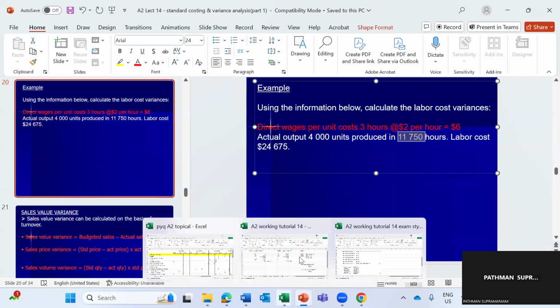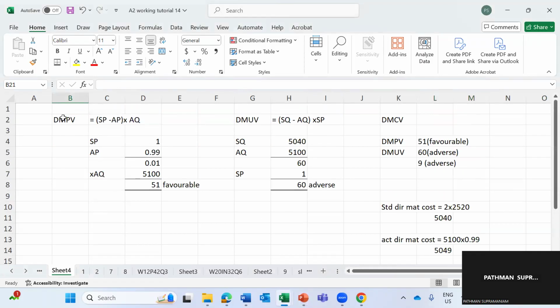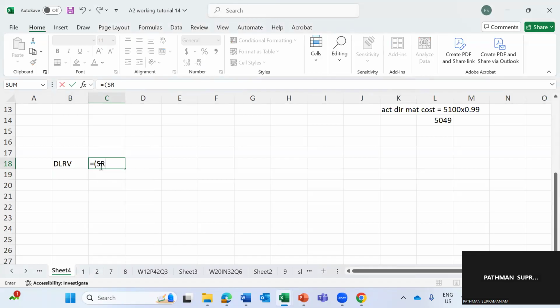Okay, let's get down to the calculation. I'm going to do the same as what I did here. So let's calculate the direct labor rate variance. The formula is standard rate minus actual rate times actual hours.